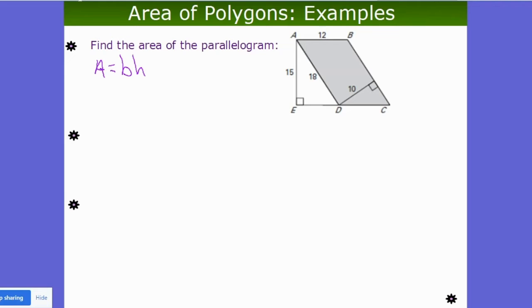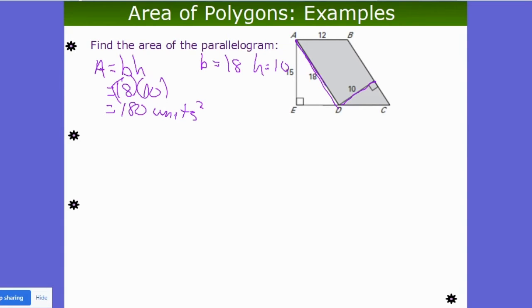And then you go look at your diagram and any other information they give you and figure out base and figure out height. So in this case, you actually have a couple of choices. Which is the base? If we choose 18 as the base, then the height will be 10. And then I can just plug in 18 times 10, which is 180. They didn't give us units here, so I'm just going to write the word units squared.